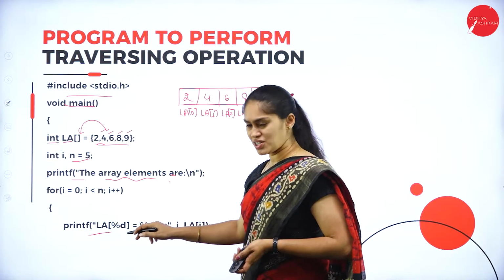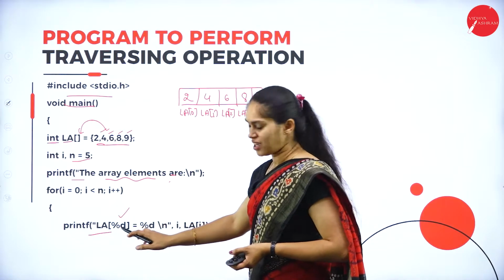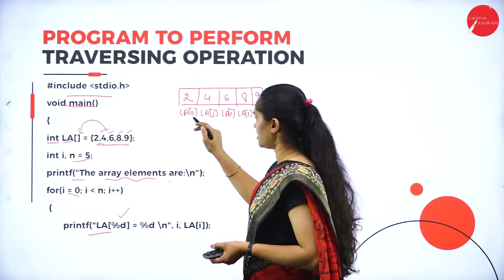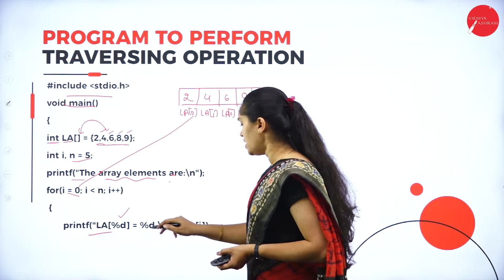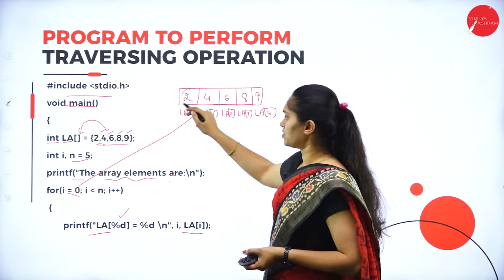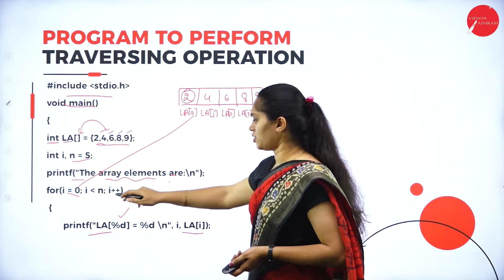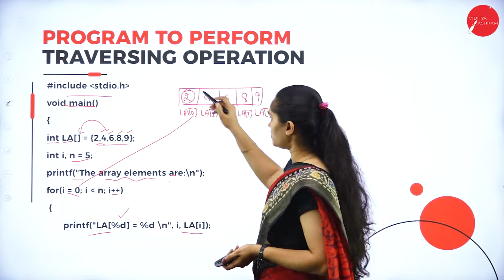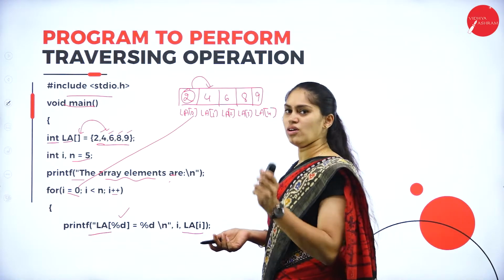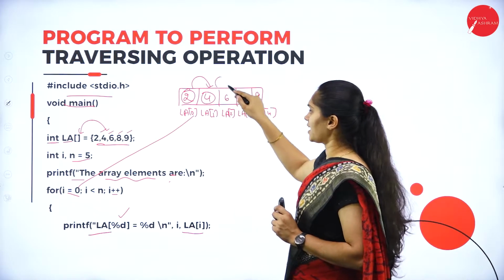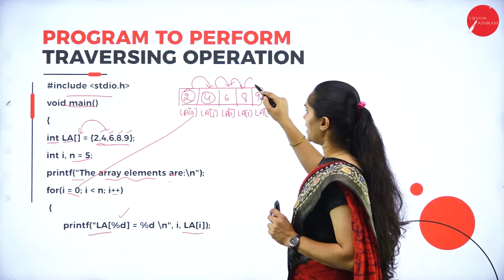LA of %d specifies the location. So in the location where i is equal to 0, the 0th position specifies the value 2. So that element will be given here. After that, when i is incremented to the next value, it comes to the next element, and that value will be displayed. After that, i will again increment to 6, 8 as well as 9.